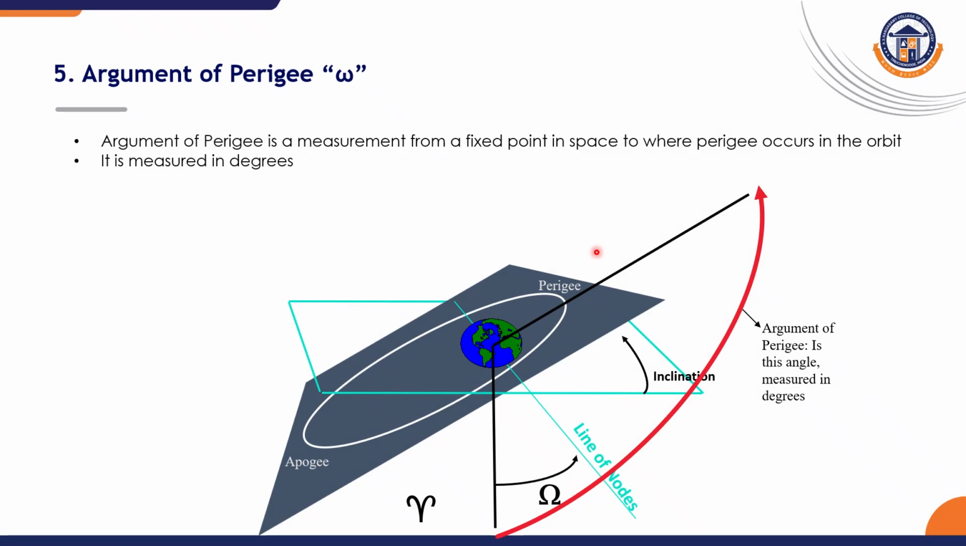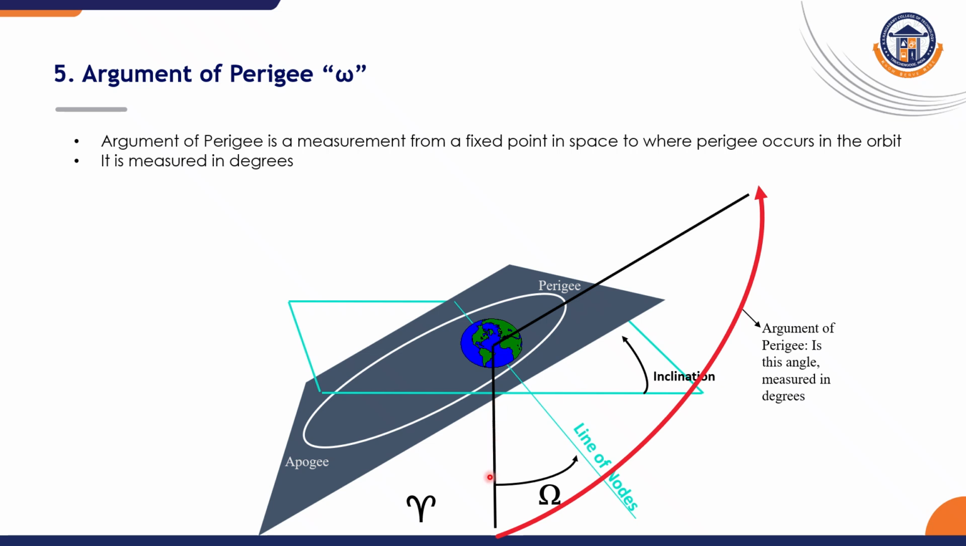Next parameter is the argument of perigee. Argument of perigee is a measurement from the fixed point in space to where the perigee occurs in the orbit. You know that perigee is the shortest distance from the Earth to the orbit. So this perigee is defined, and this is the fixed point in space.